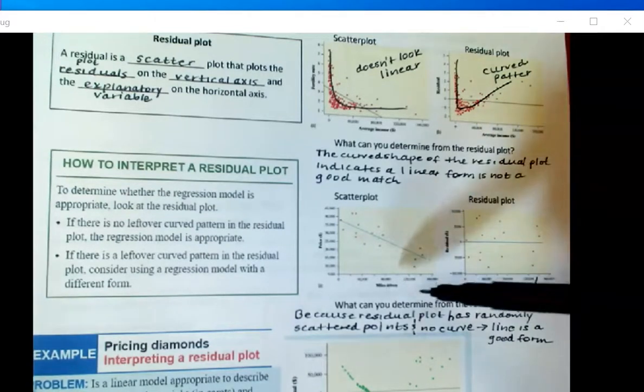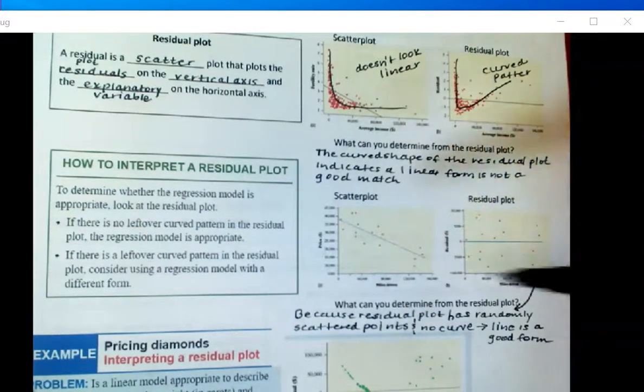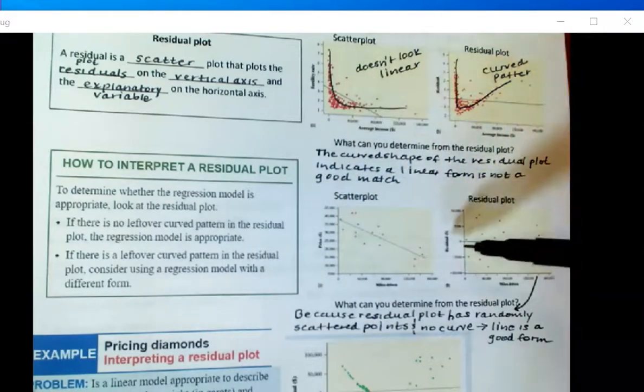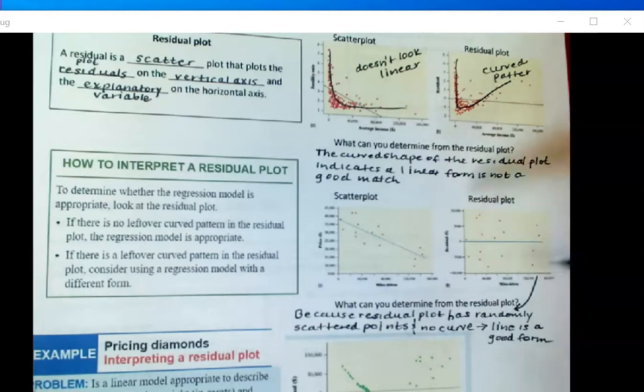Again, the horizontal axis is miles driven, but the vertical axis, instead of price as in the scatter plot, is your residuals. In this residual plot you always have 0 in the middle. These above are going to be positive, and these below the line are negative. You're finding the actual difference and plotting those.